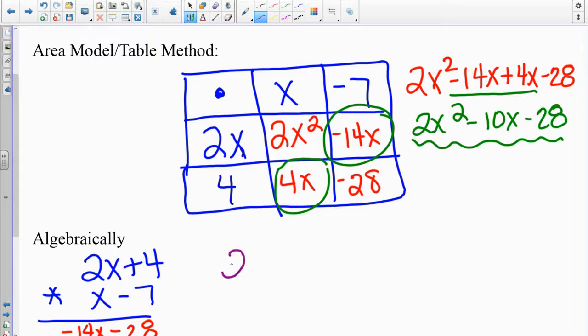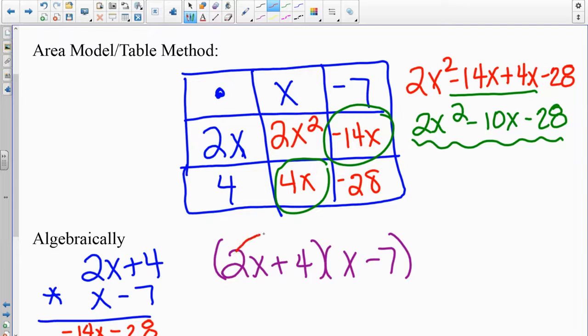So I'll write that problem down again. So 2x plus 4, we're going to multiply that times x minus 7. So I use the distributive idea. You've got to distribute twice. So it doesn't matter if I distribute the 2x first or I distribute the 4. I usually prefer the further one out. So we're going to take 2x times x and then 2x times the negative 7.